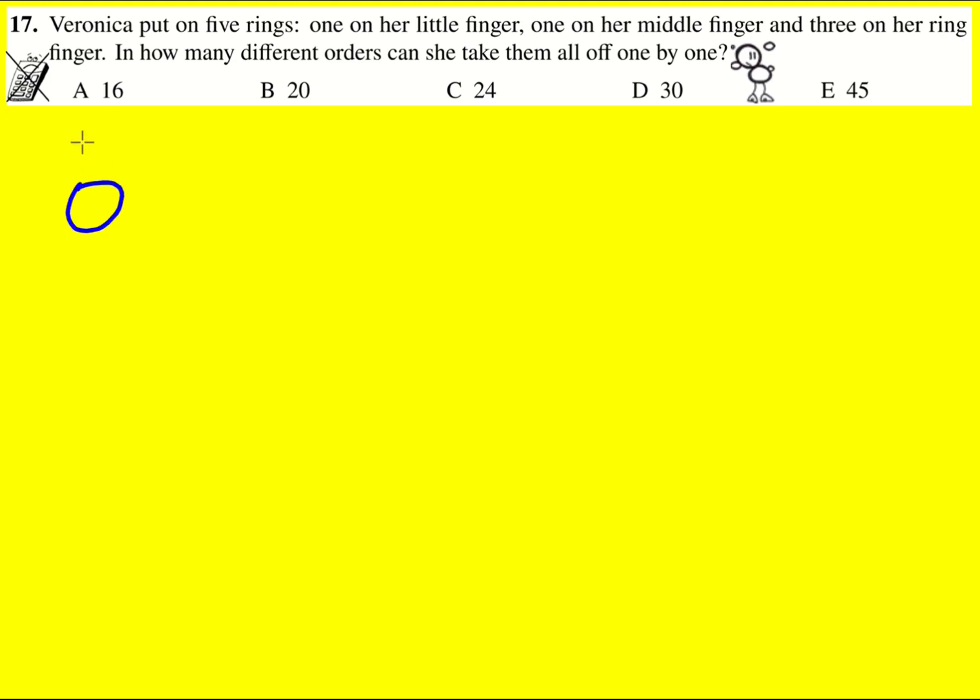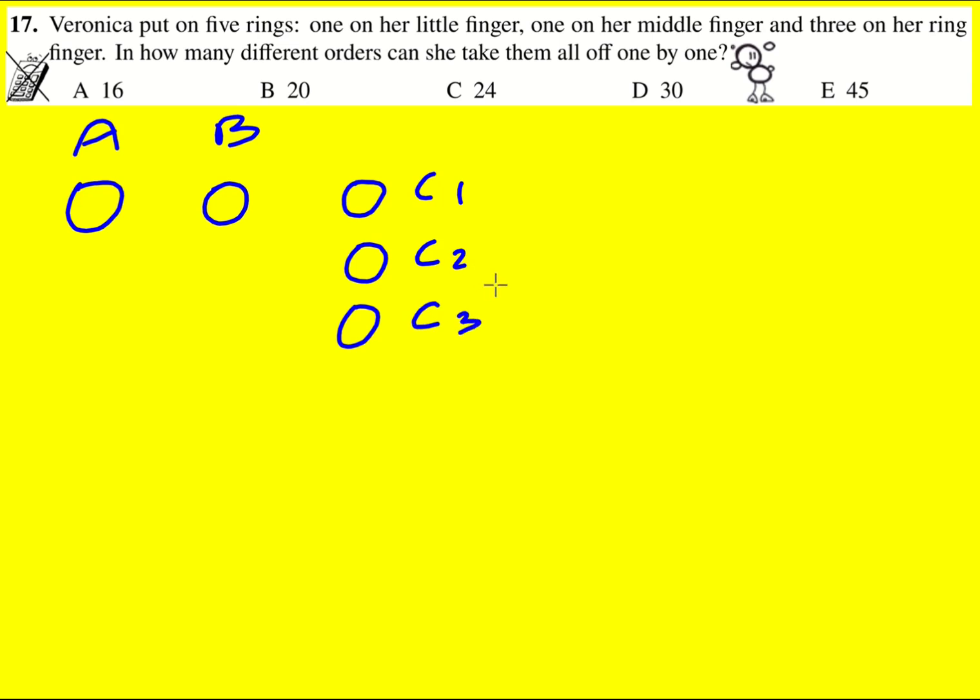Right, we've got a ring here on the little finger. I'm just going to say, call it A, it doesn't really matter. And then middle finger, B, and then 3 on the ring finger. Okay, it's important. That is really important because, for example, the one that is furthest on the ring finger, you're going to have to take off after the other two. So I'm going to call them C1, C2, and C3.